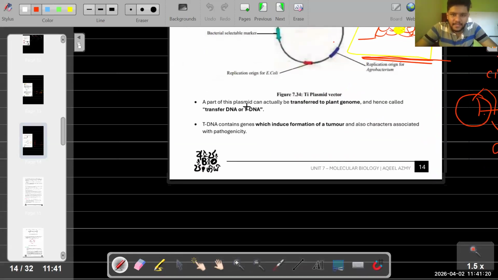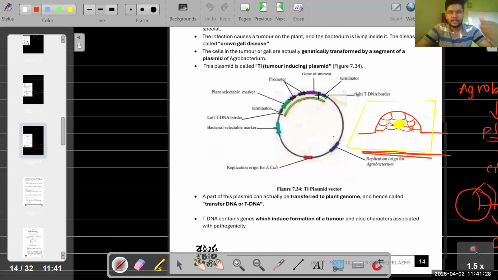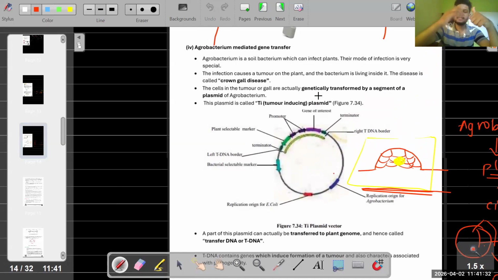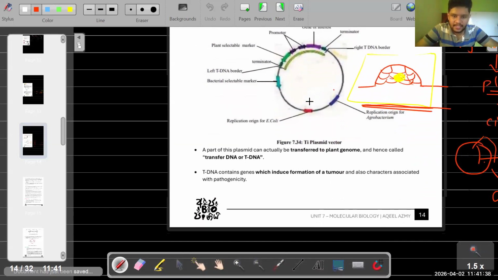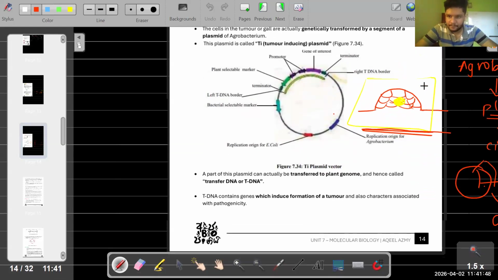A part of this plasmid can actually be transferred to the plant. See, they are speaking about the plasmid twice. First, why did they speak about the plasmid? To relate it with the cells of the tumor, right? Now they are saying a part of the plasmid can actually be transferred to the plant genome, and it is called transfer DNA. This is easy to understand. Why? Now this is the thing.